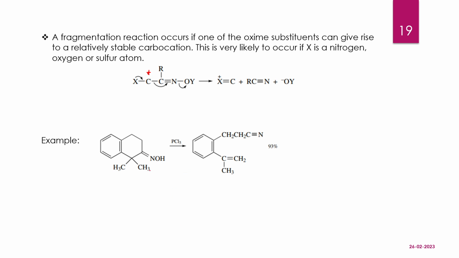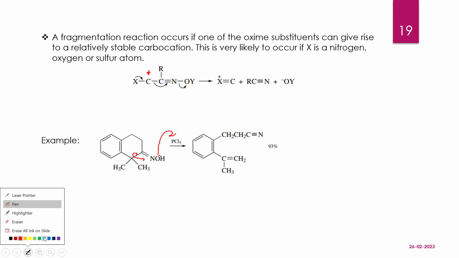So here this is one of the examples. After PCl5, this O minus will attack this phosphorus atom, and this bond will not migrate. Instead of migration, it will just break, and this will get removed.